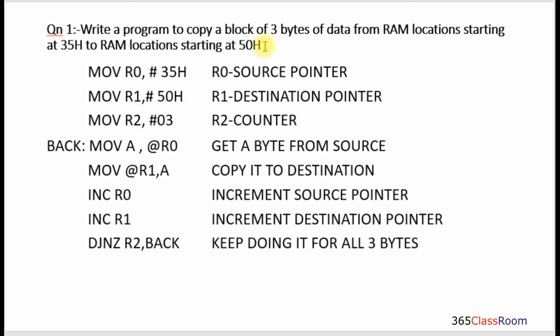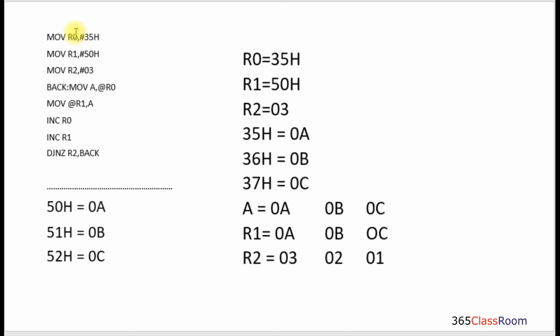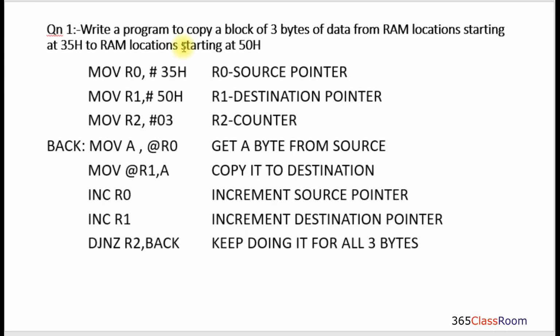8051 actually contains 34 general purpose or working registers. So you can take any of those registers from R0 to R7, or you can take the accumulator or B register. Here I have taken R0 as the source pointer and R1 as the destination pointer. For initializing this 35H value, I have taken the R0 register. And for initializing this 50H value, I have taken this R1 register.